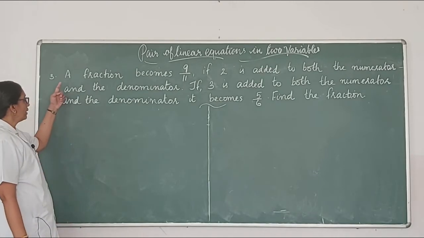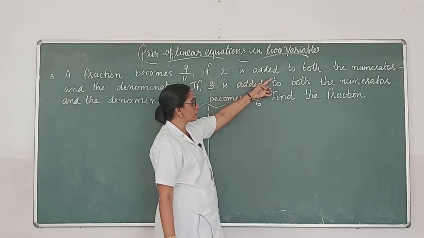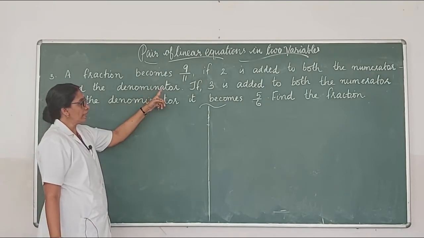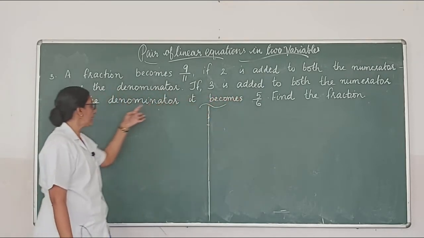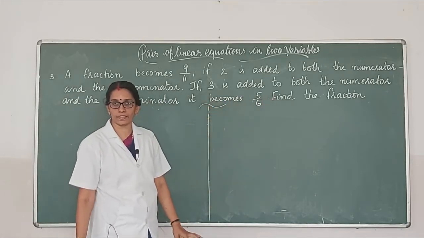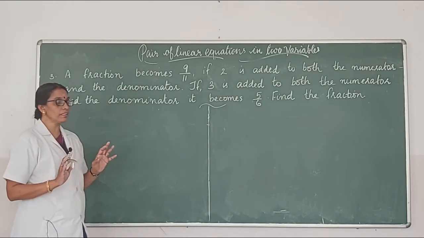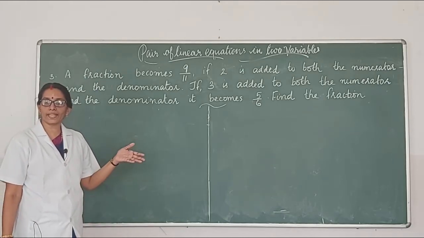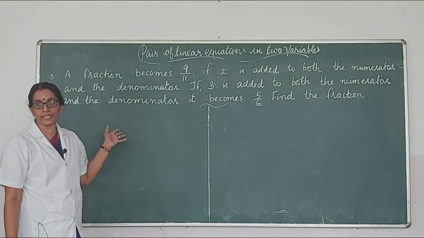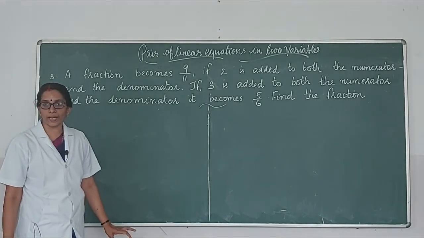Next question. A fraction becomes 9 by 11 if 2 is added to both the numerator and the denominator. If 3 is added to both the numerator and denominator, it becomes 5 by 6. Find that fraction. Okay. So, there is an original fraction. What are the terms of a fraction? Numerator and denominator. So, we have to assume the numerator and denominator as x and y. So, the fraction will be x by y.